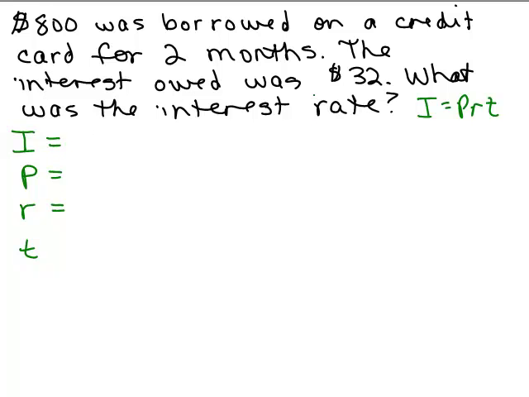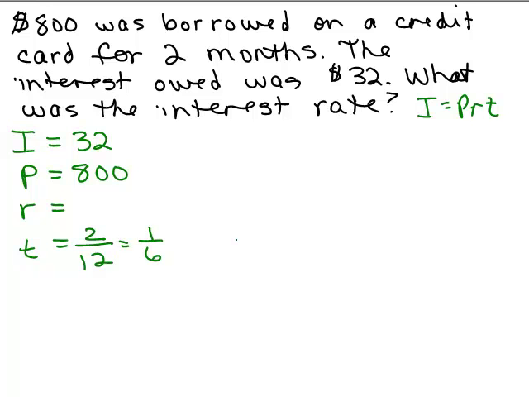But what was the interest? Right here, $32, that was the interest. What was the principal? How much was borrowed? $800. The rate we don't know. And what was the time? It was for 2 months. So remember, time needs to be given in years. So 2 months would be 2/12, which reduces to 1/6.